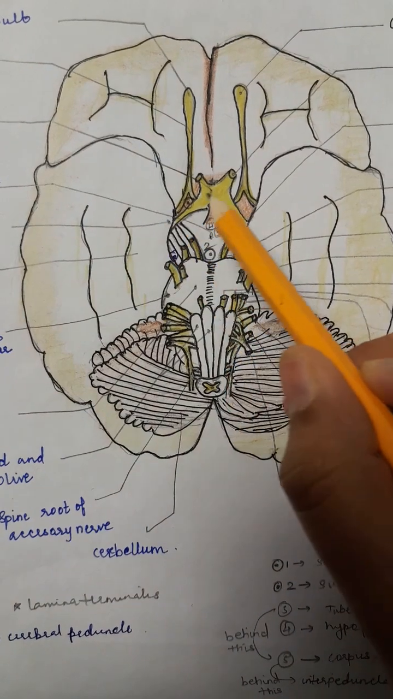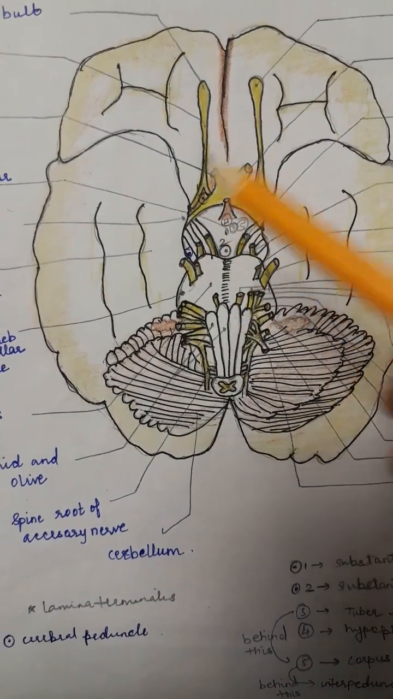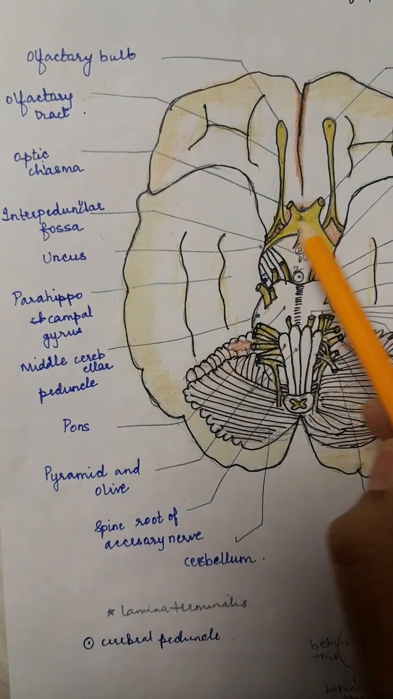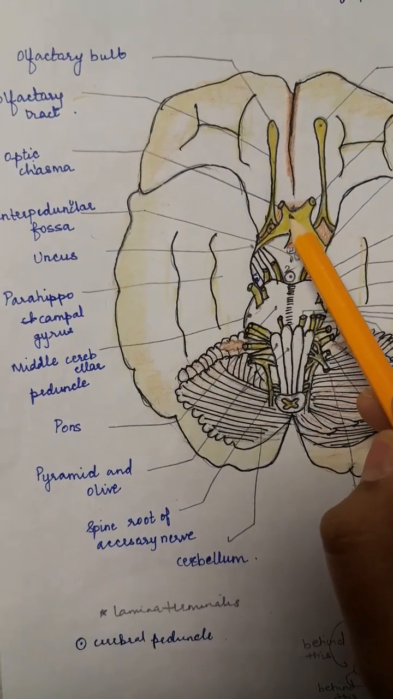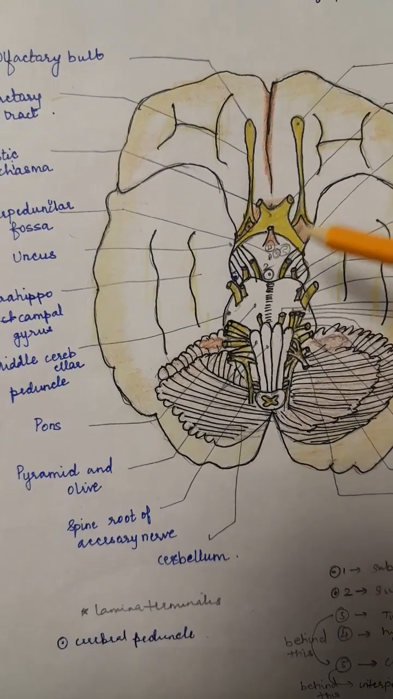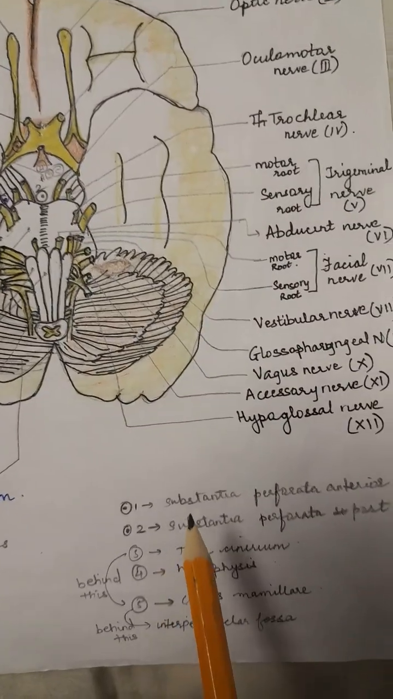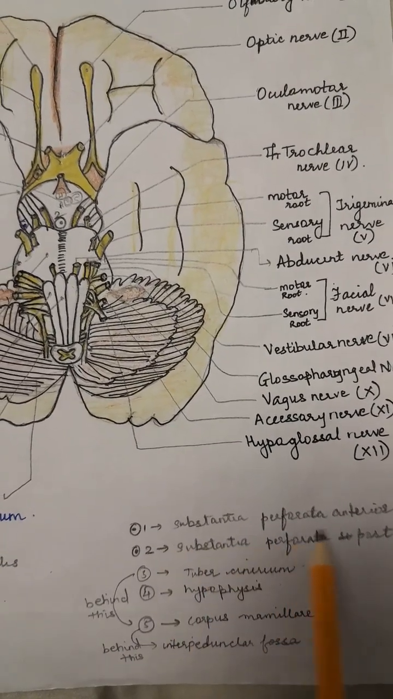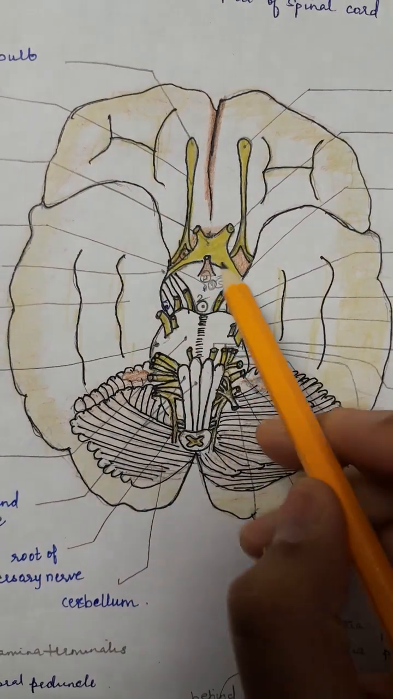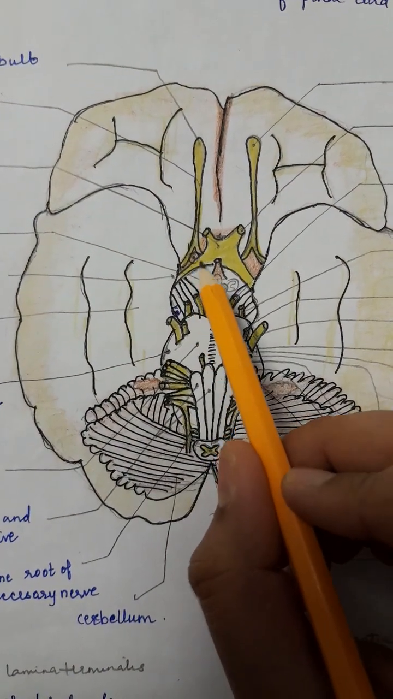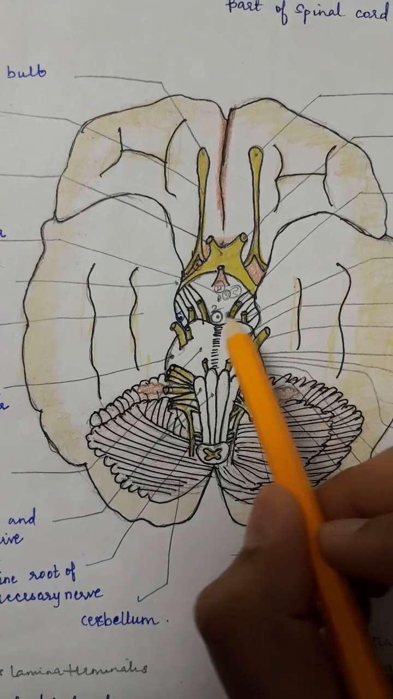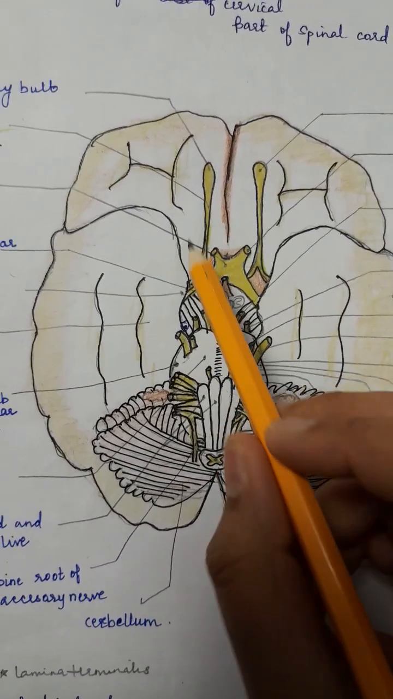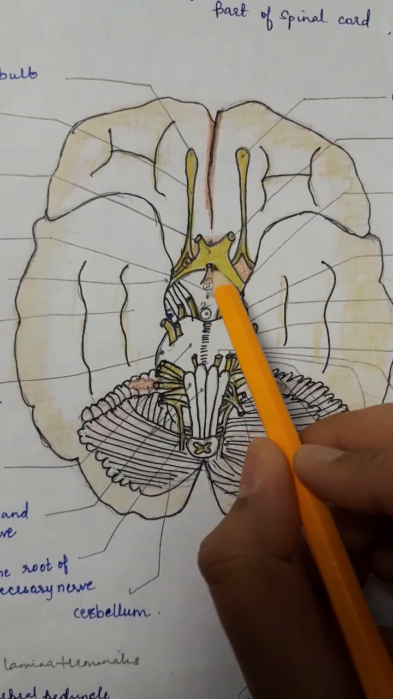Between these anterior perforated areas, the optic chiasma is formed. See here, I have noted optic chiasma. Beside these perforated areas, here the optic chiasma is formed. Here I have written the first point, which is substantia perforata anterior, and the second is substantia perforata posterior. Here you can see substantia anterior and substantia posterior, first one and second one. In between these, the optic chiasma is located.